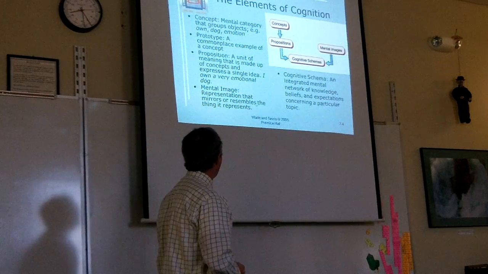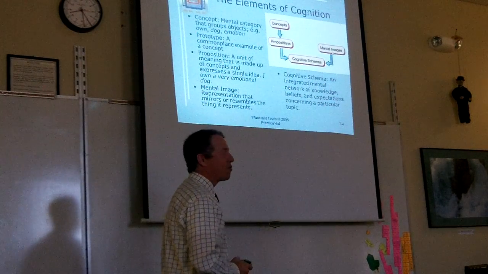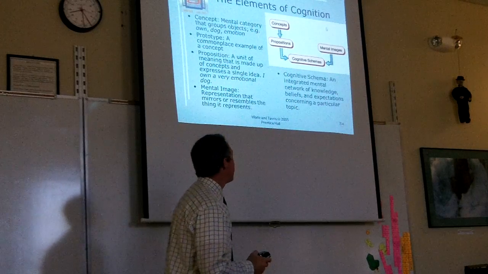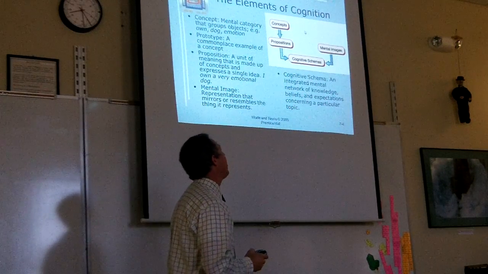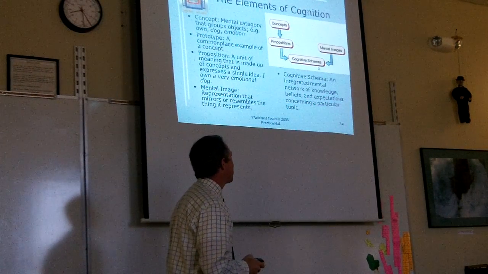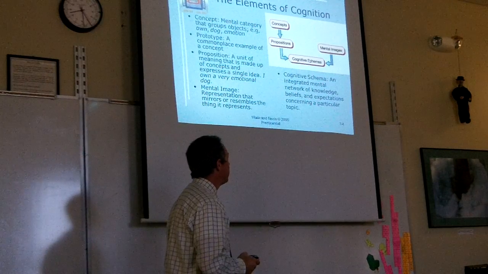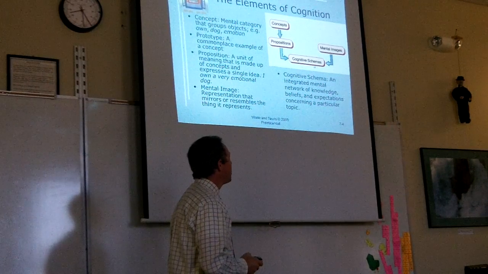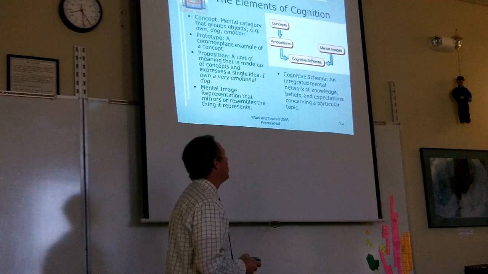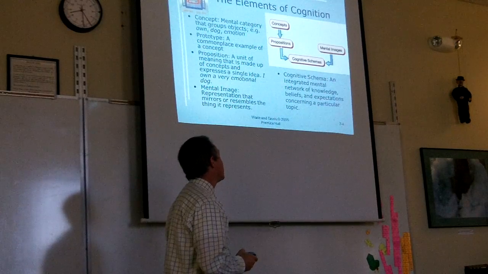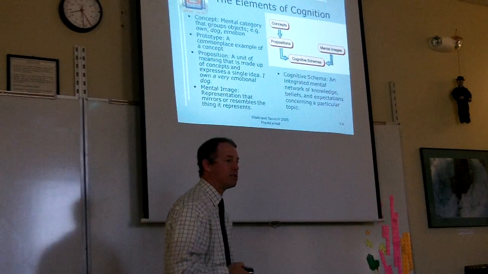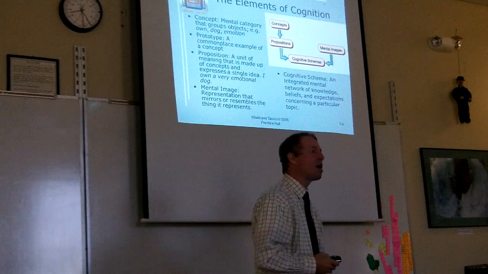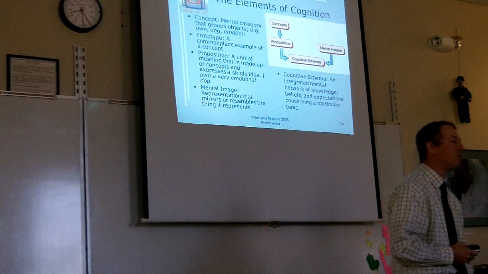So you throw in your mental images. Mental images are pictures from the brain. So the mental images together with the proposition makes a cognitive schema. The cognitive schema is the overall product of propositions put together with mental images. All of this goes on in your head while you're talking to one another.